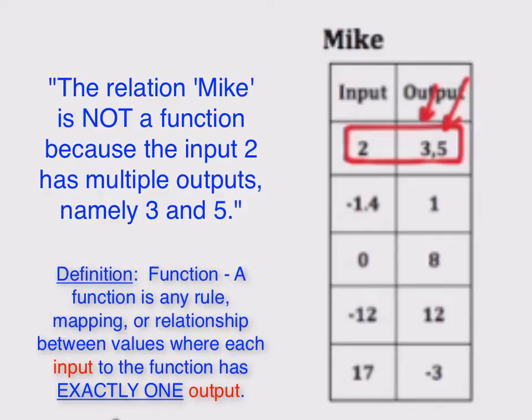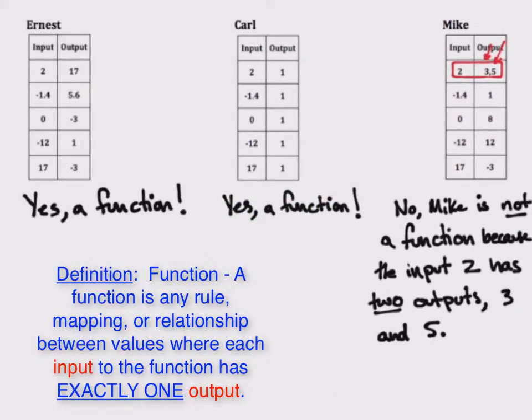So one dead giveaway when looking at a table of values that your relationship does not represent a function is if in the same row, for the same input, you have two outputs separated by a comma. Then you immediately know you are not looking at a function. Now it very well could have been the case that we'd have two separate rows, each having the input 2. So one row with 2 having an output of 3, and another row with 2 having an output of 5. That would be the other way to determine that you are looking at something that is not a function.